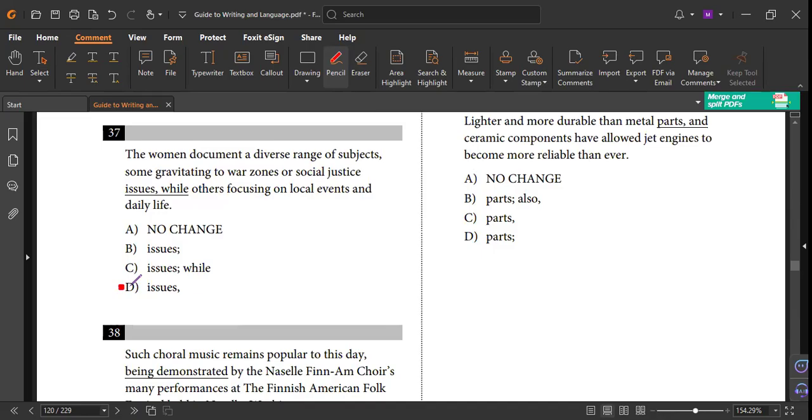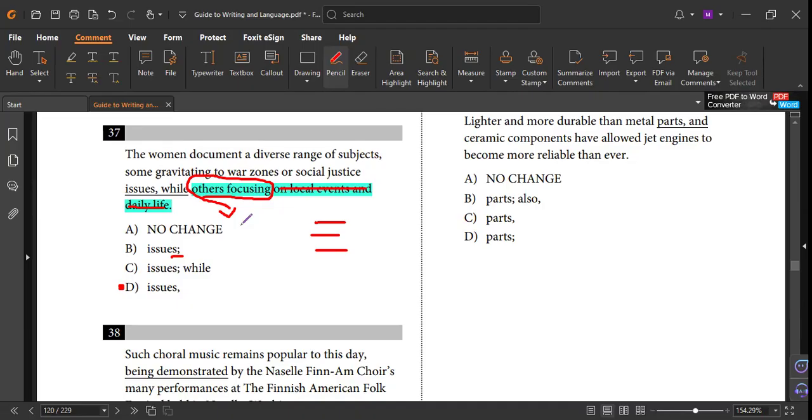Let's know why. Follow the rules. Is before the semicolon complete? Yes. The women document a diverse range of subjects. Right? But after the semicolon, this part, it's a fragment. How did you know it's a fragment? Delete the phrases, delete the clauses, delete the non-essential, and check the rest. Now I delete this phrase. Now, is this part a sentence or a fragment? It's a fragment. There is no subject.